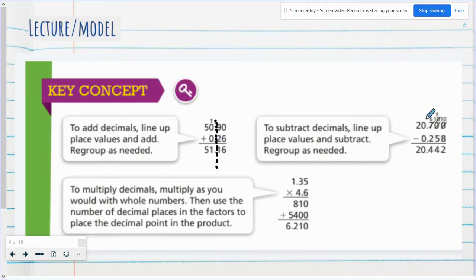Those decimal points make a nice line, just as well in our subtraction examples. The decimal points make the line. We don't line up to the right, we line up the decimal points. So let's take a look at what that looks like.